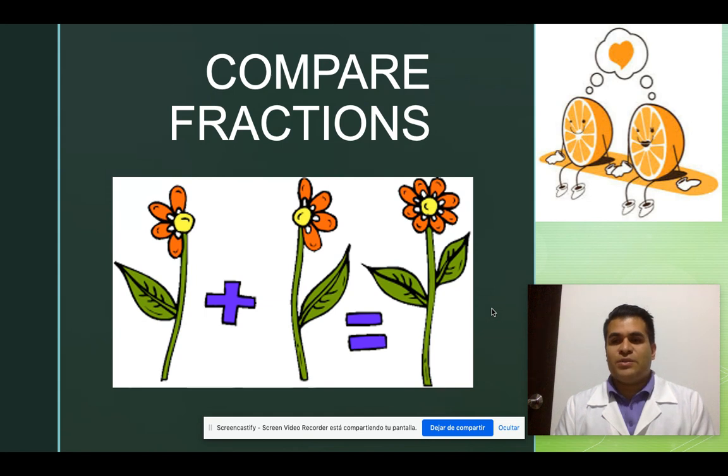I want to share time with you, but we have to stay at home to face this strong virus, that is coronavirus. Okay, let's start. We are going to see today how to compare fractions.